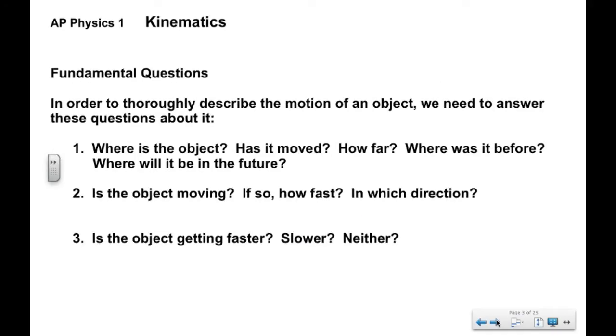In order to thoroughly describe the motion of an object, we need to answer these three questions about it. Number one, where is the object? Has it moved? How far has it moved? Where was it before? Where will it be at some time in the future? Number two, is the object moving? If so, how fast is it moving and in which direction is it moving? And number three, is the object getting faster, slower, or neither?